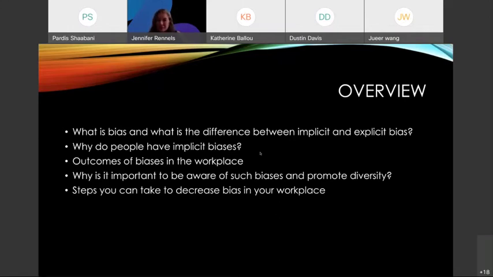I should just say I'm a developmental psychologist who studies face perception and processing and the development of stereotypes and biases. So I take a developmental perspective to a lot of my work, but that's not necessarily the approach I'll be doing today. So what I'm hoping to do today is talk about what bias is in general and the difference between implicit and explicit bias, why we have these biases, how they can impact individuals in the workplace, and why it's really important to be aware of these biases and promote diverse environments, and then end with some suggestions to decrease bias in the workplace.